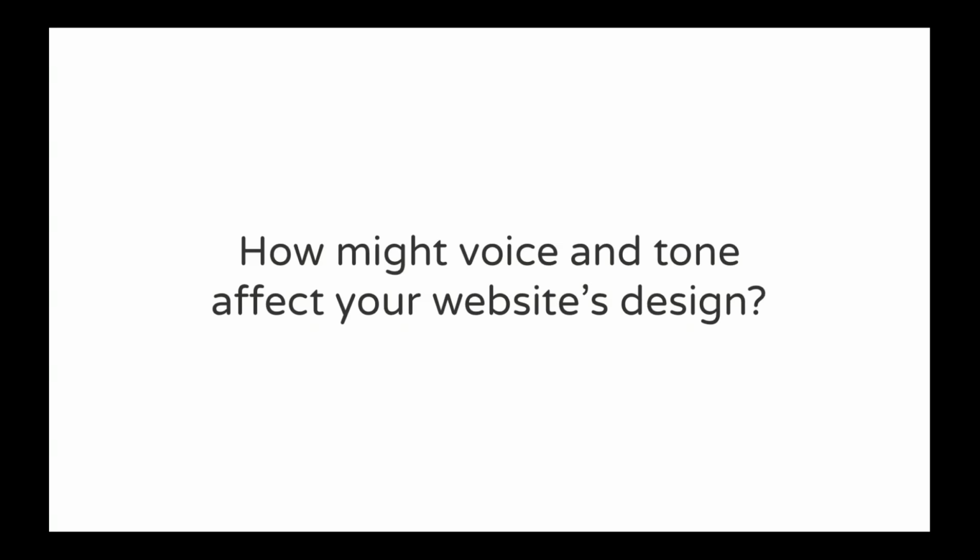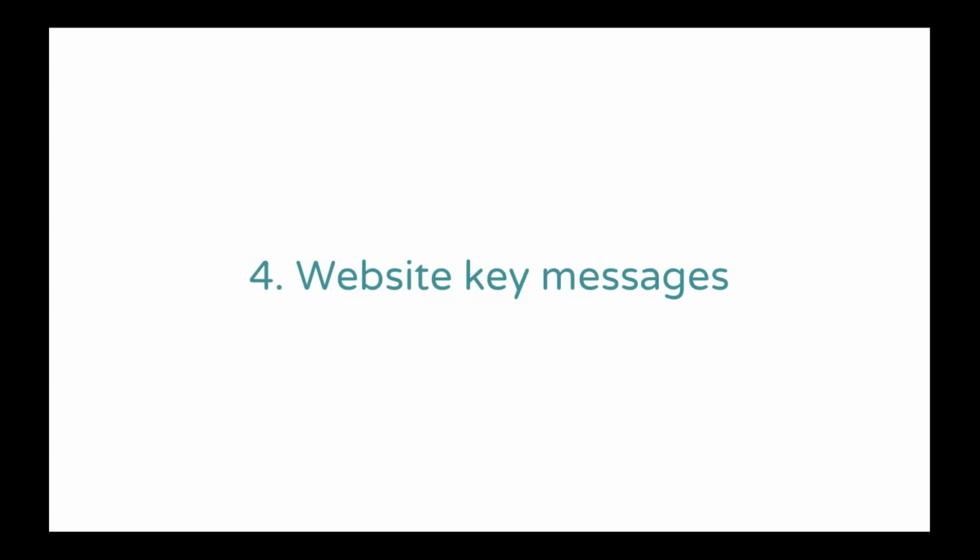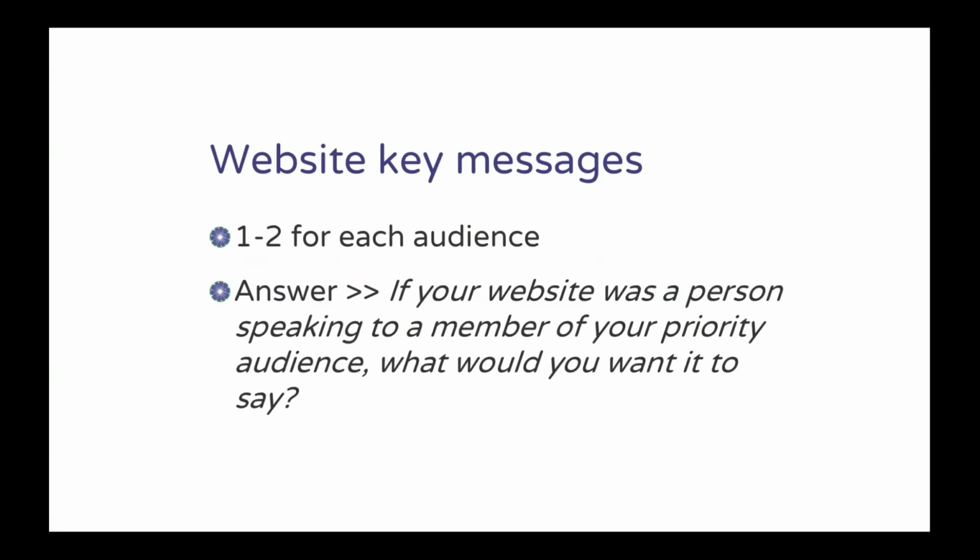All right, the next element that you should include in your website content strategy is your website key messages. So you're probably used to articulating key messages for your communications campaigns, for example. Take the time to articulate a few website key messages for each of the audiences you've identified. So what you would do is you would go through each of your listed audiences and answer the question, if your website was a person speaking to a member of your priority audience, what would you want it to say?